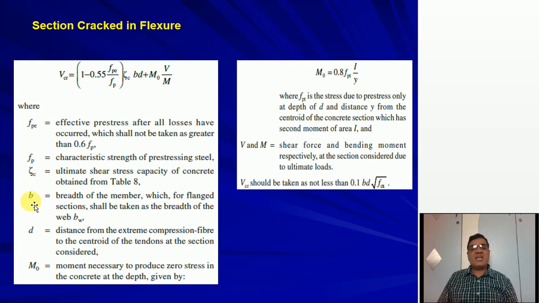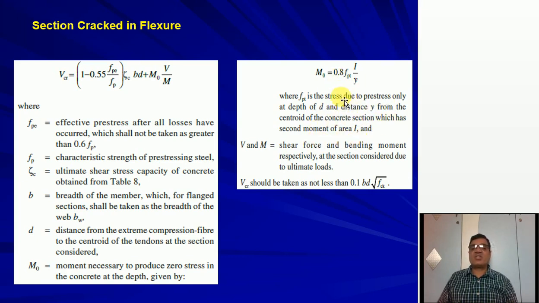b is again the width of the member, and for a flanged section or T section, it is the width of the web. d is the distance from the extreme compression fiber to the center of the tendons at the section considered. M0 is the moment necessary to produce zero stress in the concrete at depth. How do you find this M0? For that, one more equation is given in the IS code. That is M0 is equal to 0.8 fpt I by y, where fpt is the stress due to pre-stress only at depth d and distance y from the center of the concrete section, which has the second moment of inertia I.